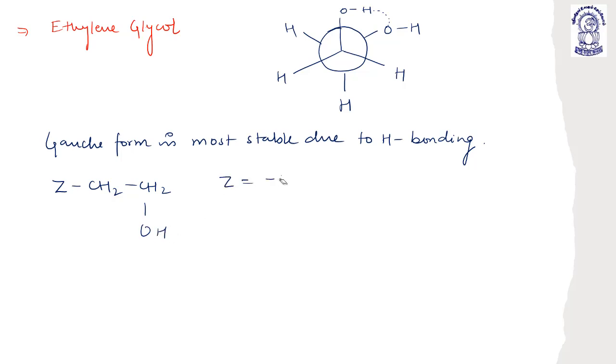Where Z can be OH, NH2, F, CHO, COOH, OCH3. Gauche in all cases due to hydrogen bonding. In all these substituent atoms, gauche is more stable because of hydrogen bonding. Gauche effect.